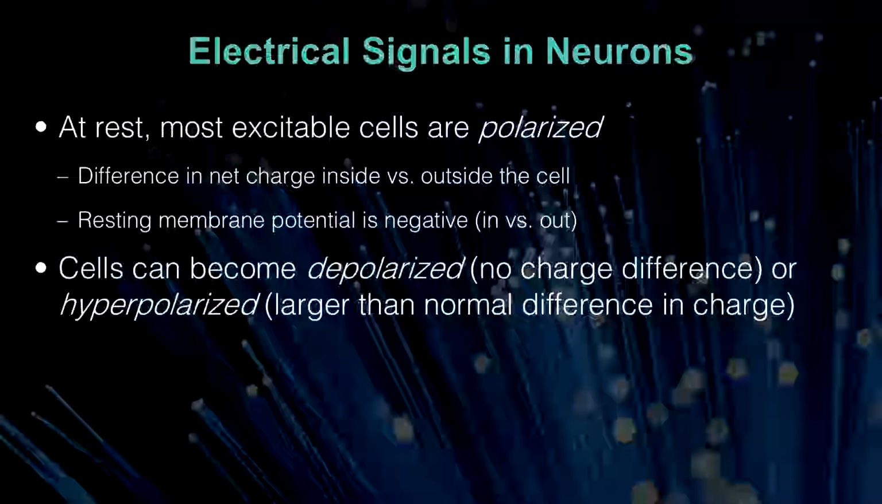So from this resting situation, I guess three things can happen. One, membrane potential can stay the same. We can maintain the difference in charge across the membrane. In practice, that doesn't happen. Even when no signals are being sent, the potential always varies a little bit.